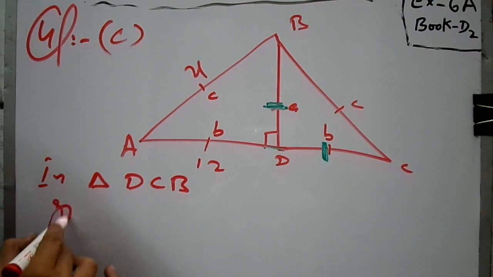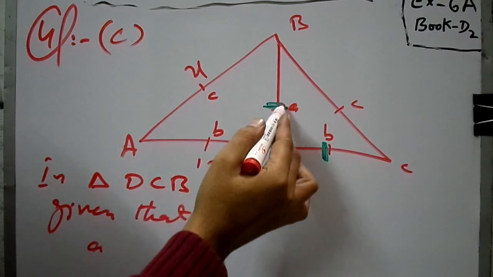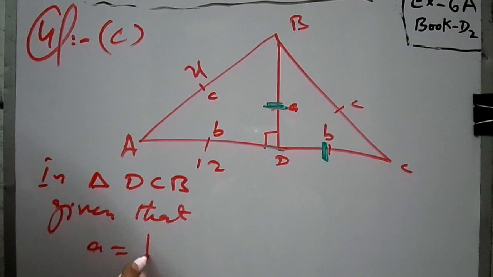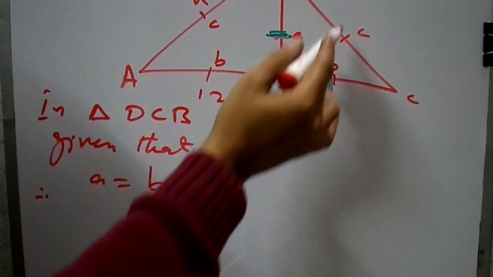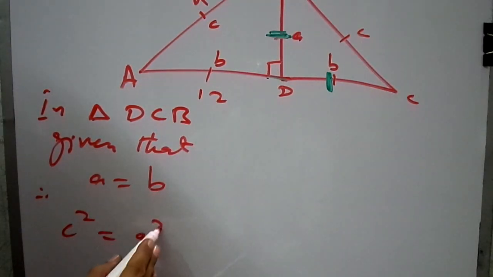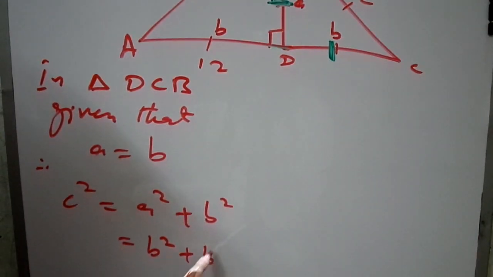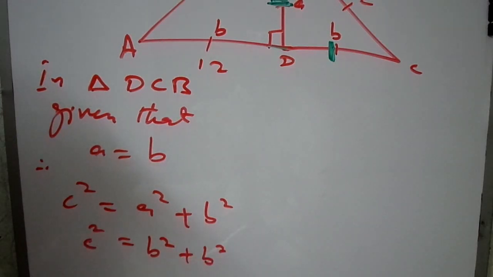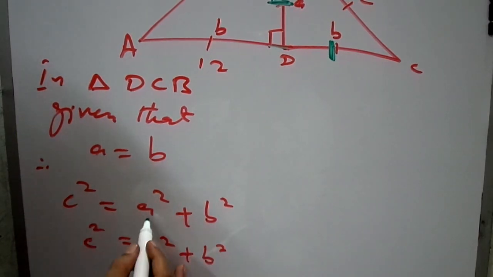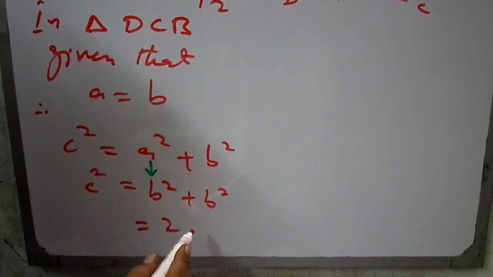It is given that altitude is equal to the base. Therefore, if you need the value of C, which is unknown, since C square is equal to A square plus B square, but you know A is equal to B, so you can put here B square plus B square, because altitude and base are equal, so you can put here B, so it will give you 2.